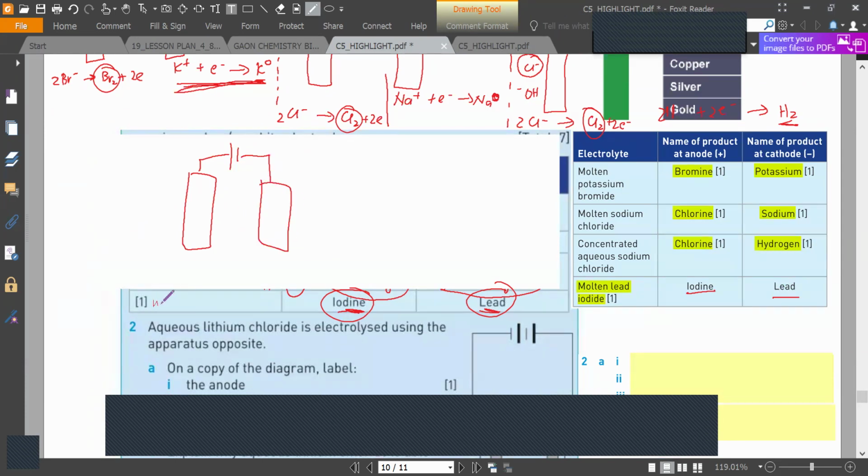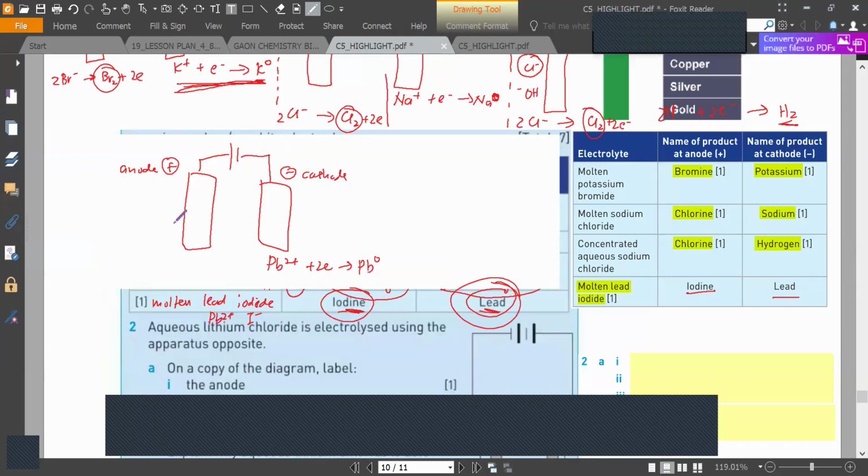Okay, so if we have molten lead iodide, that means we have Pb2+ and then iodide. Positive, negative, cathode, anode. The cathode will be attracting Pb2+, so adding two electrons, we get the lead metal. Okay, so that's how we get it.